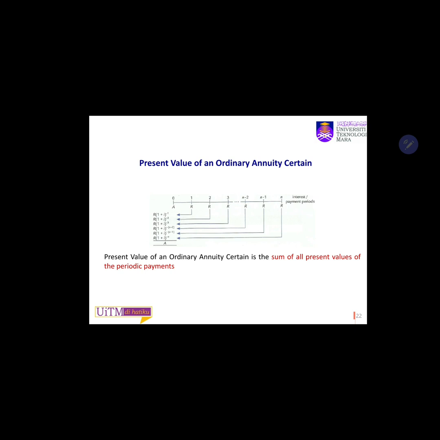Okay, next we have present value of an ordinary annuity certain. What is present value? It is the sum of all present values of the periodic payments. Same as compound interest and simple interest, you have also learned what present value is. Present value is the value of you now, sekarang. What you have now, apa yang you ada sekarang. Same goes in annuity, kita akan belajar how to calculate present value.